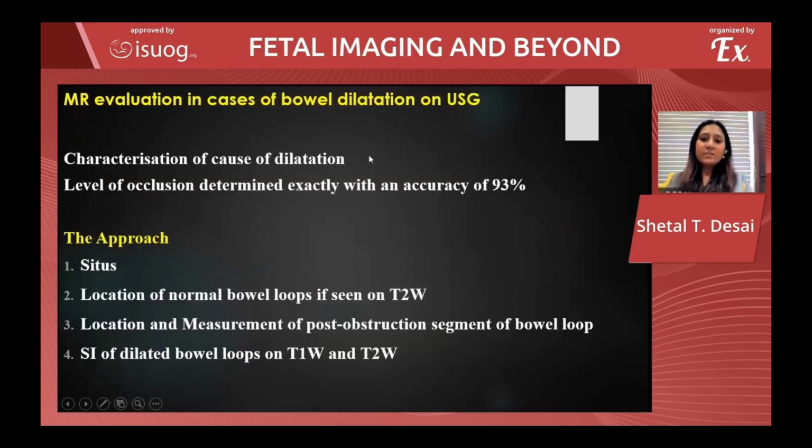Whenever a bowel dilatation is seen on ultrasound, MRI plays an important role in characterizing the cause of dilatation and localizing the level of obstruction with an accuracy of 93%. So once a dilatation is seen on ultrasound, on MRI we look for the situs, we look for the location of the bowel loops, we look for location and measurement of the post-obstruction segment of the bowel loop, and look for the signal intensity to get to the differential diagnosis and the cause of the dilatation.